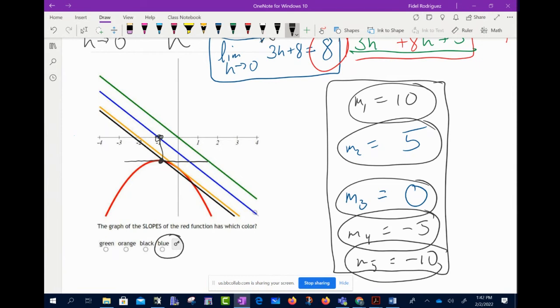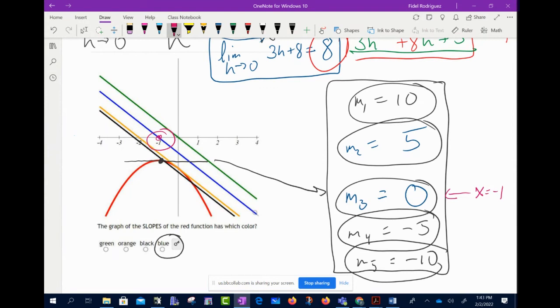Okay. What did we say the slope of this line was right here? The slope of that line was 0, wasn't it? And that line had a slope of 0 when x was what number? -1. So that's telling me that my graph of my slope is going to have a Y value of 0 when x is equal to -1. This graph has a Y value of 0 when x is equal to -1.